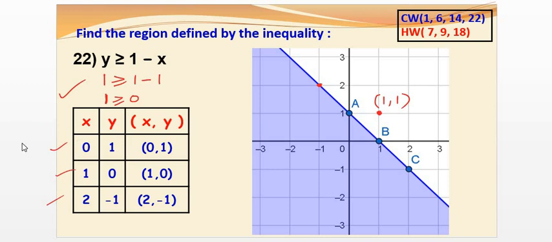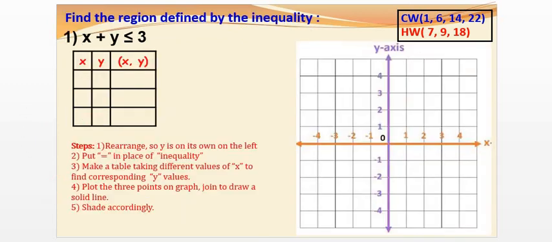Okay, let's solve some more questions from the exercise. So here we have question number 1. Now what is the problem here? The y is not on its own, right? So we have to move this x to the other side. So when it will be moved to the other side, it will change into -x.